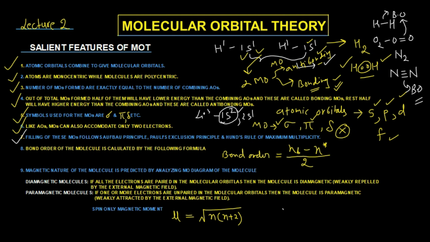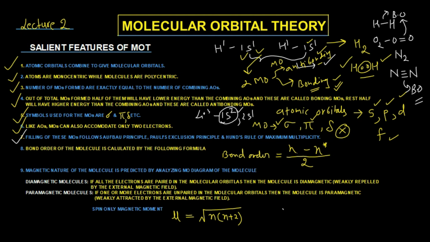So how can we calculate the bond order with the help of the molecular orbital theory? Again, it is a very important point. The bond order of the molecule can be calculated by this formula. Bond order equals (Nb minus N star) divided by 2, where Nb is the number of electrons present in the bonding molecular orbitals, right? And N star, generally when you put an asterisk or star over the N, it shows the anti-bonding nature of the orbital. So this star means anti-bonding nature of the orbital, and this Nb means bonding nature of the molecular orbital.